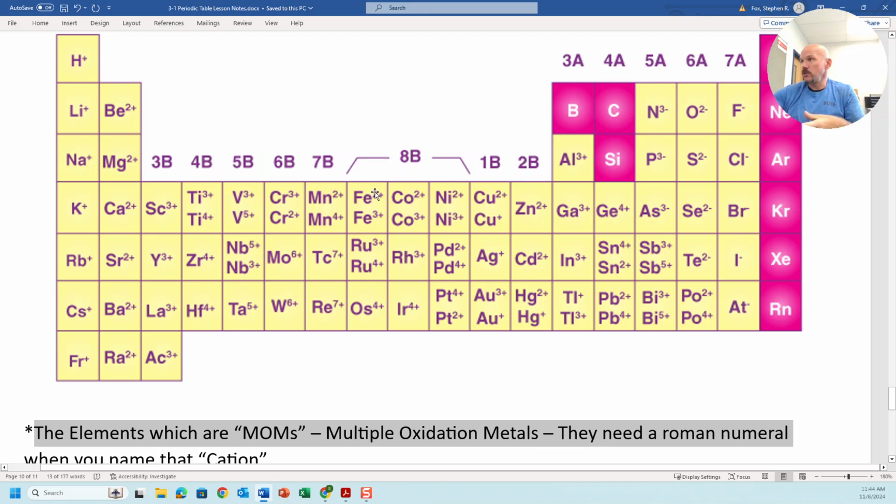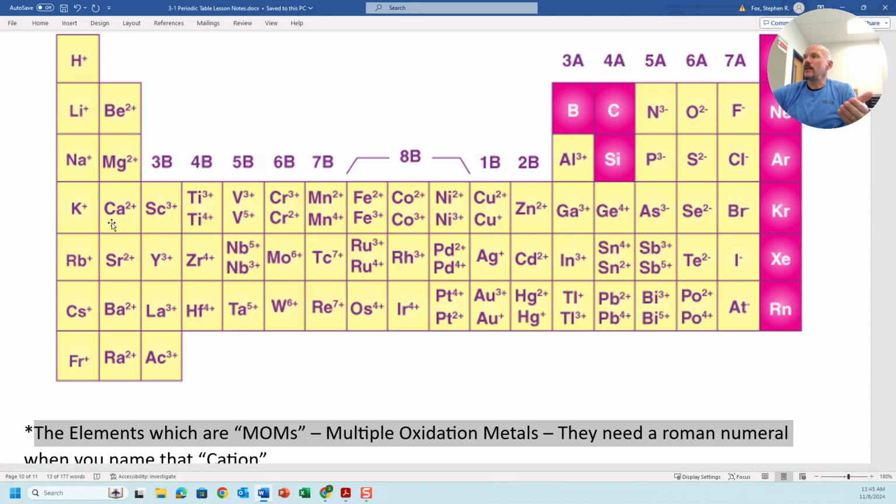It can oxidize to 2 plus, it can oxidize to 3 plus. Okay? It just depends on the situation. Now, because of that, I need to name an iron ion with a little bit more detail that I don't need when I name a calcium ion.